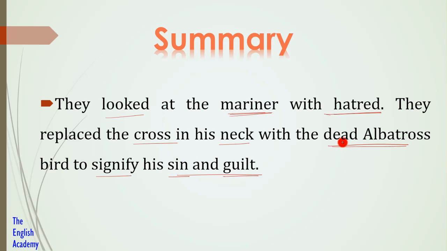When the mariner realizes his wrong act and he feels guilty for it, then he feels that he is not worth wearing the cross, which is the symbol of Jesus Christ, because he had killed the albatross, which is considered to be a messenger of Jesus Christ. So when he had killed this holy bird, he was not fit to wear the holy cross on his neck.